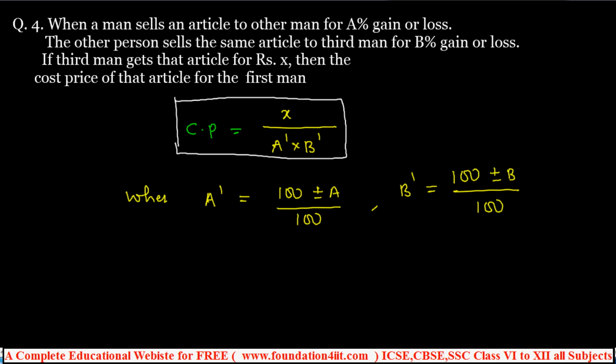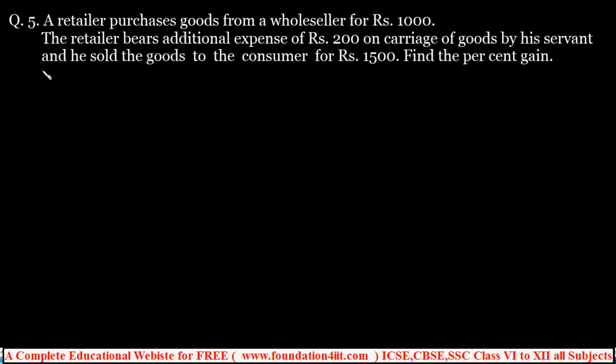Let's have another type of question. Now in this problem, a retailer purchases goods from the wholesaler for rupees 1000, and the retailer pays an additional expense of rupees 200 on carriage of goods by servant. Extra 200 is spent. And he sold the goods to the consumer for rupees 1500. Find the percent gain. If you observe, this rupees 200 will be added as overhead expenses.